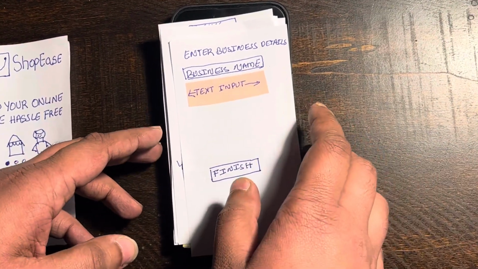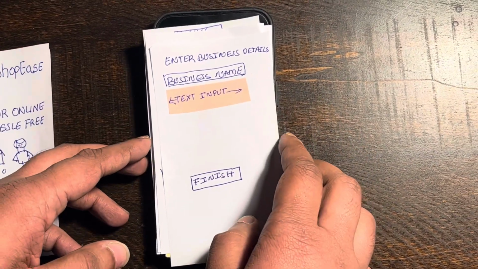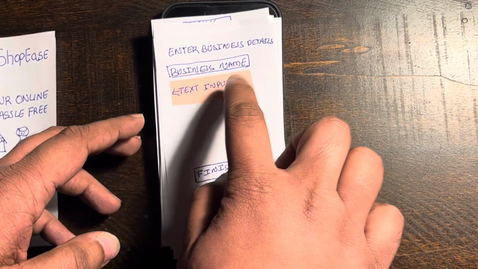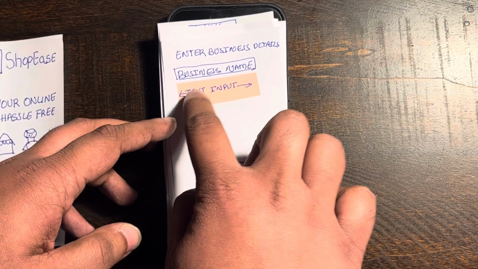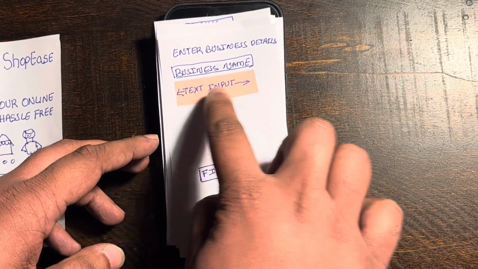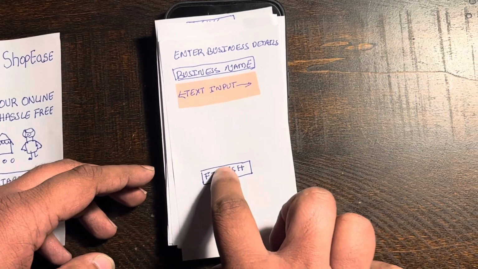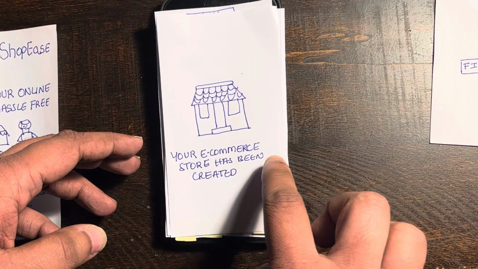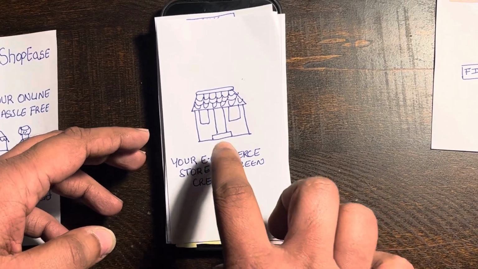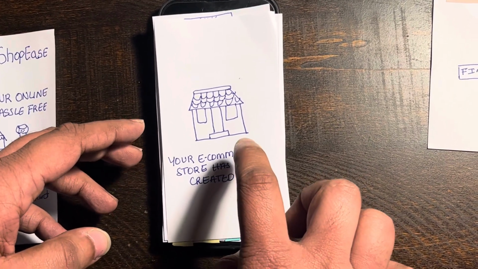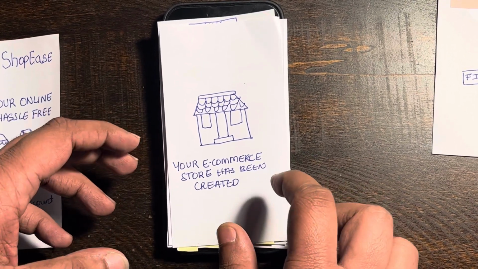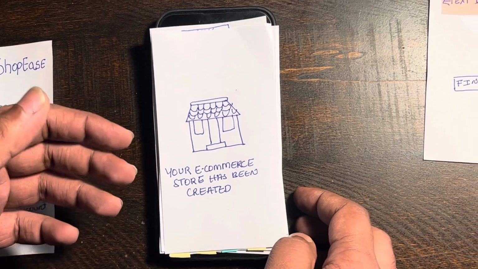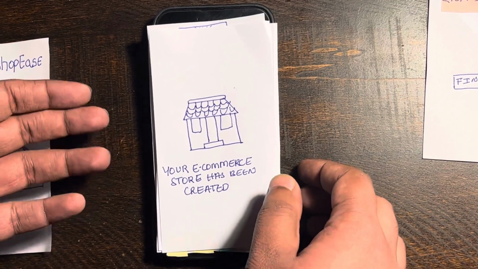Now assuming that the user has logged in to the application, he will be taken to the business details page. This is the initial page where the user has to provide the name of the business in this particular field. Once the user has input it and presses Finish, he will be shown a message that your e-commerce store has been created. The purpose of this is that the user gets feedback that their online store has been created, and it will act as motivation to complete the further tasks.